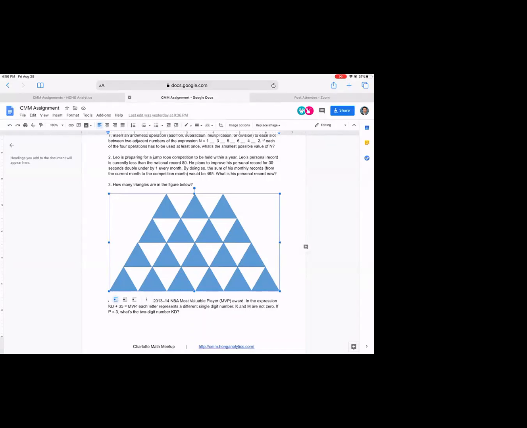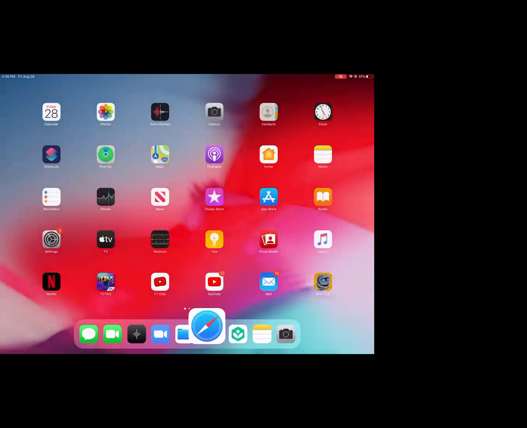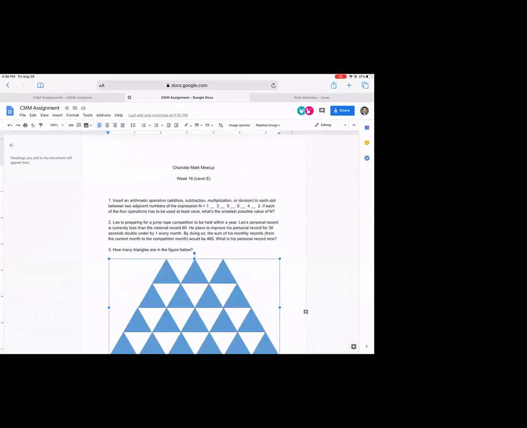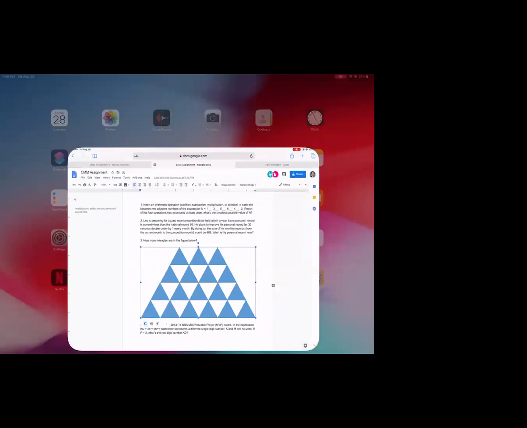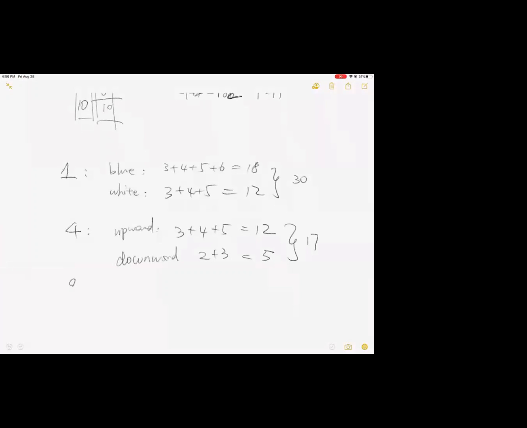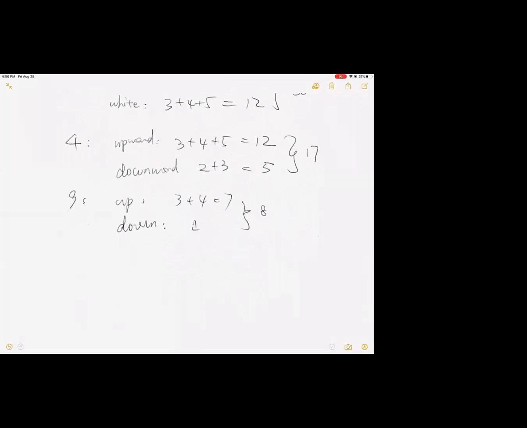I see 7. But do you see a downward pointing triangle? There's 1. With 9, look at the one in the middle. All right, there's 1, right? So upward, you have 3 plus 4 is 7. And downward, you have 1. So in total, that's 8, right? Okay, let's keep counting.